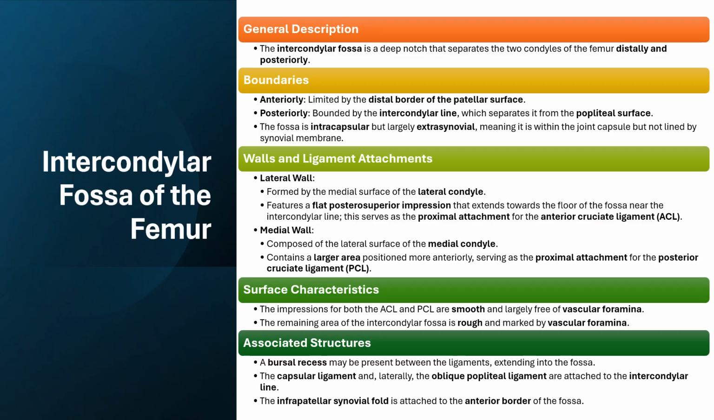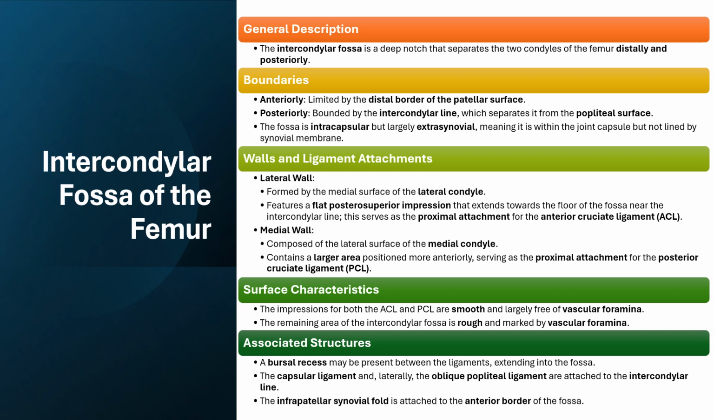Intercondylar fossa of the femur. The intercondylar fossa is a deep notch that separates the two condyles of the femur distally and posteriorly. It has anterior and posterior boundaries. The anterior is limited by the distal border of the patellar surface and the posterior is limited by the intercondylar line, which separates it from the popliteal surfaces. The fossa is intracapsular but largely extrasynovial, meaning it is within the joint capsule but not lined by the synovial membrane. Walls and ligament attachments.